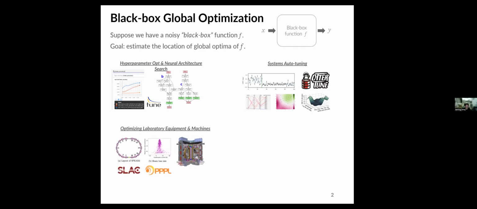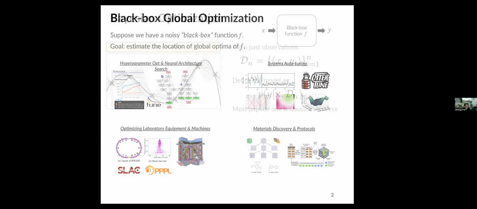And you can also use this for optimizing laboratory equipment and machines, and especially Willie has done a lot of work on collaborating with the Stanford acceleration groups on using these for accelerator policies. And you can also use these for materials discoveries and protocols, and a previous group member of mine used this in strategies for charging electric batteries. So this is obviously quite useful, as you guys know.